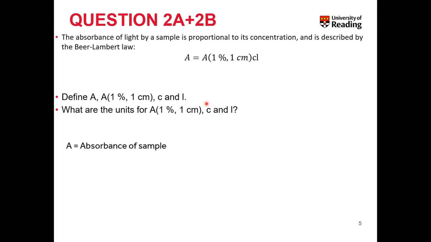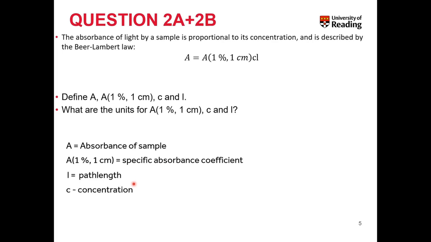So A is the absorbance of sample. So this is the measured absorption that we would have. A 1% 1cm is a specific absorption coefficient, and this is a value that you would look up. It is the value that is the absorbance of a 1 weight percent solution in a 1 centimetre path length. And so this is the value that can be found in sources such as the British Pharmacopoeia. L is the path length, and you can always assume that this is 1 unless you're told otherwise. And C is concentration.